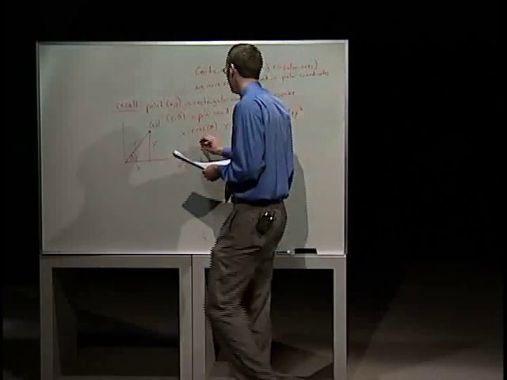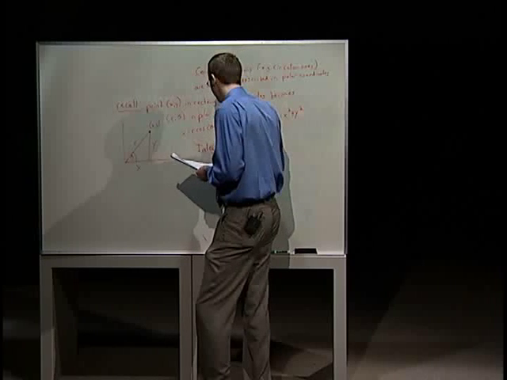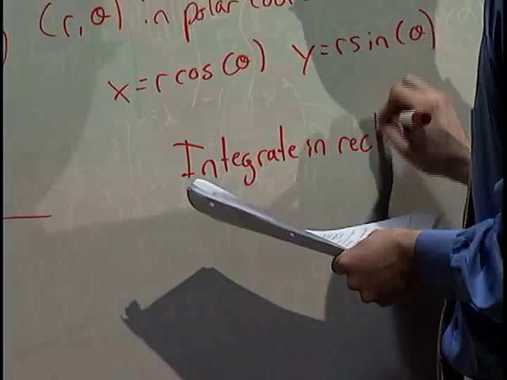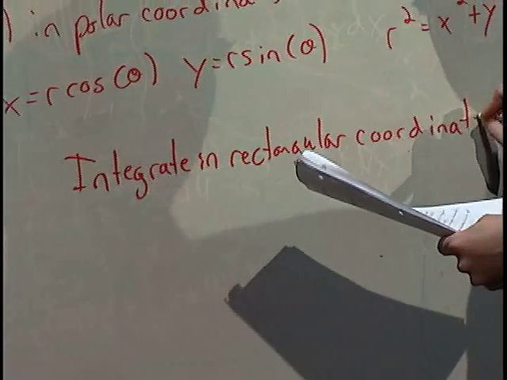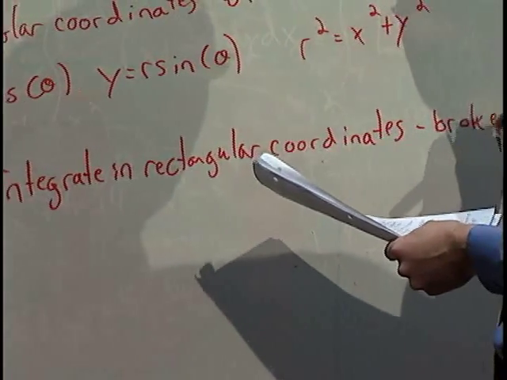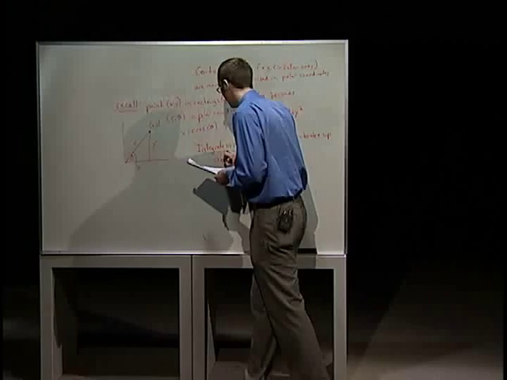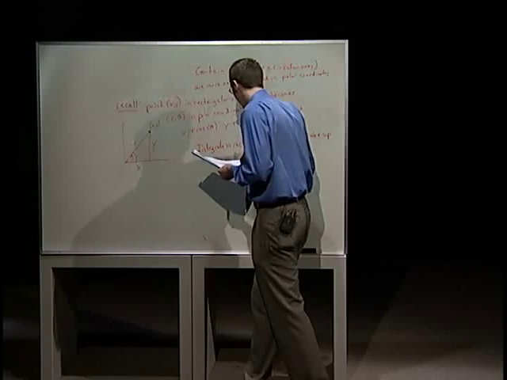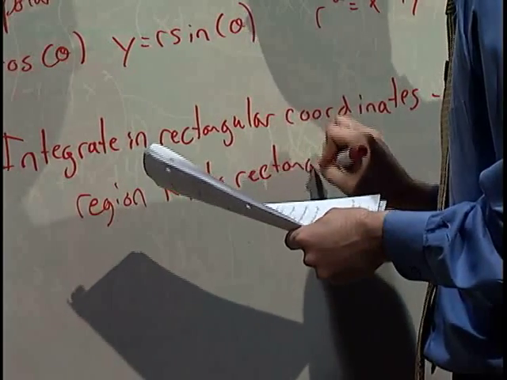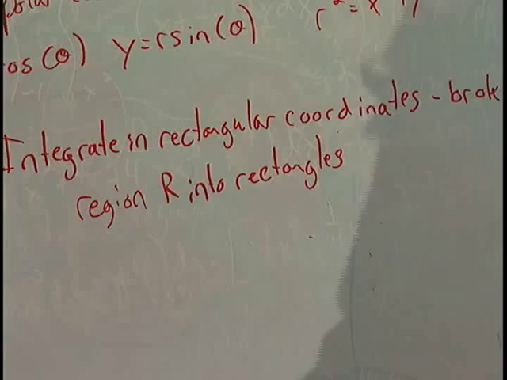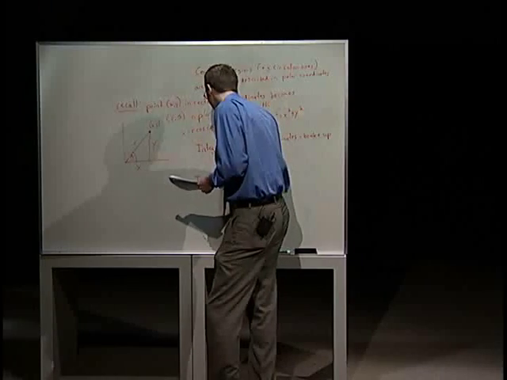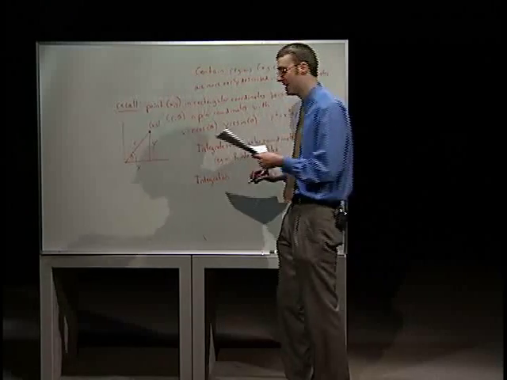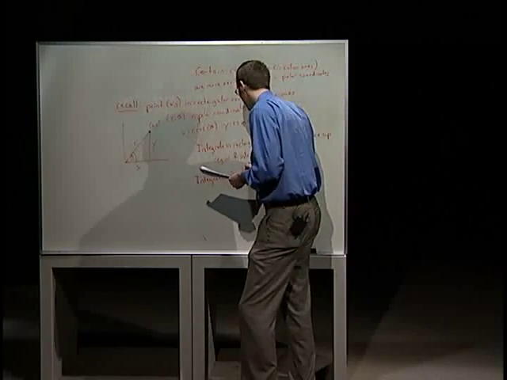Okay, so when we integrated in rectangular coordinates, you broke up a region, R here, into rectangles. So you broke things down into rectangles, and you made columns, and you took volume, and all this other good stuff. Well, the same thing is basically going on here, only we're not breaking things down into rectangles because we have circular regions. That's the idea.